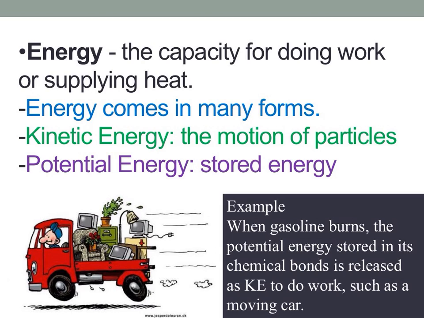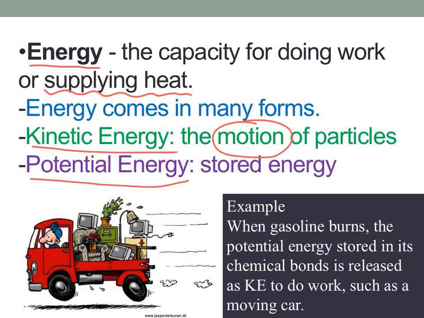So this is our first instance of energy so far in this course, and energy is the capacity for doing work, or in this case, we're going to be looking at supplying heat, whether it's to a chemical reaction or from a chemical reaction. Energy comes in many forms. Two generalized topics are kinetic energy and also potential energy. Now, kinetic energy is the energy of motion, whereas potential energy is the stored energy.